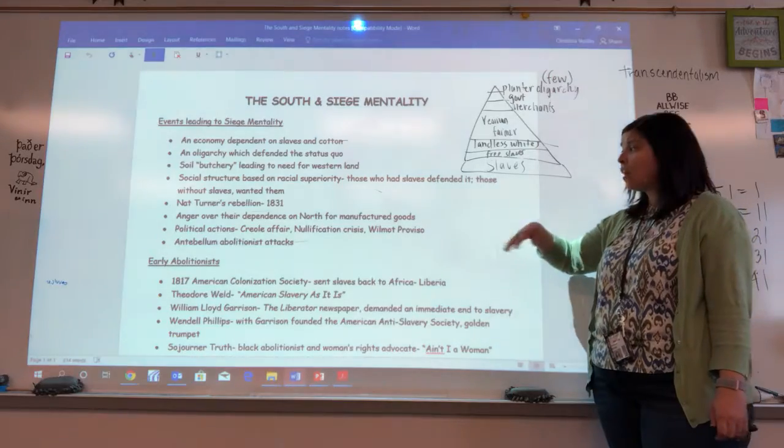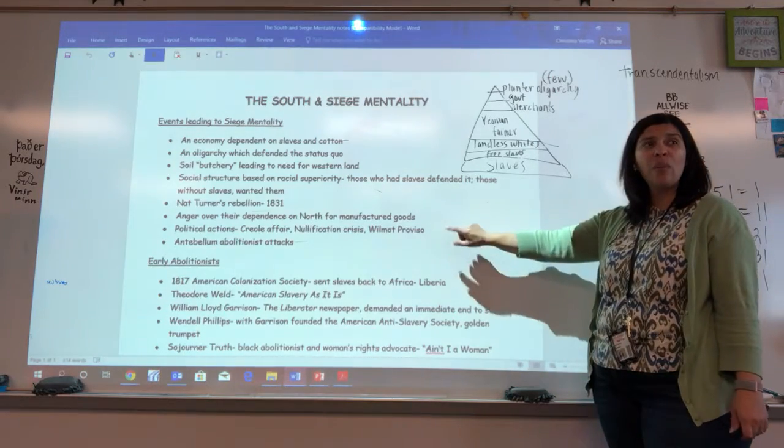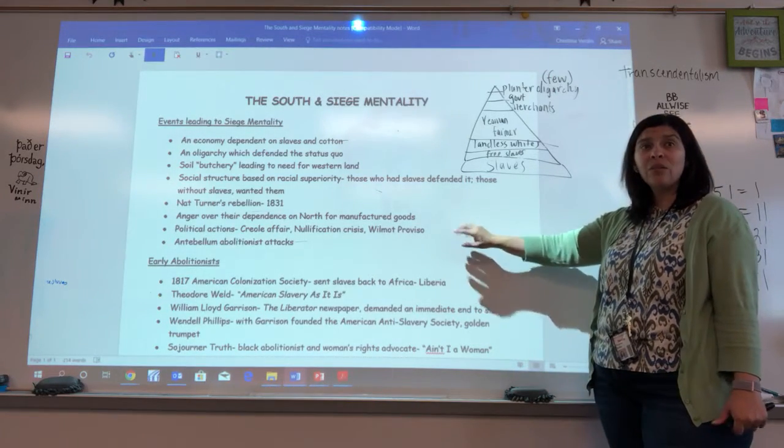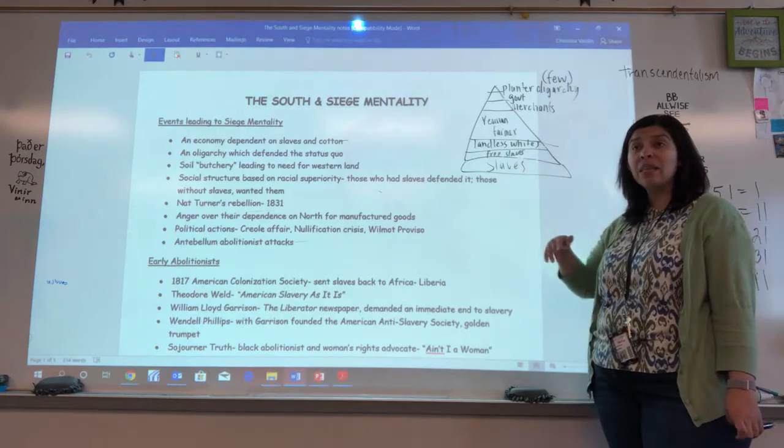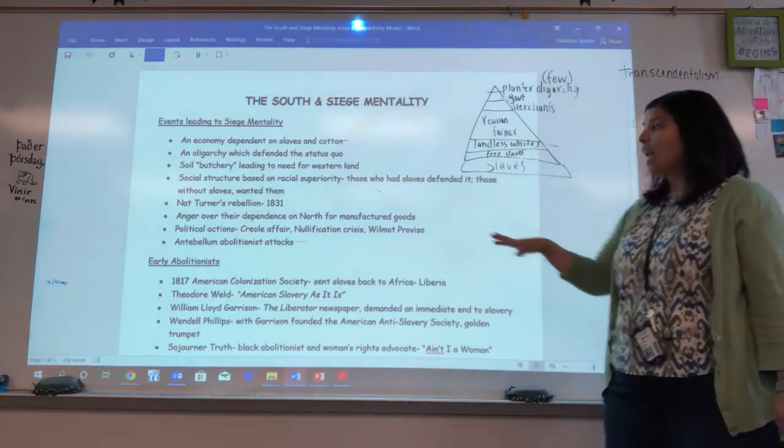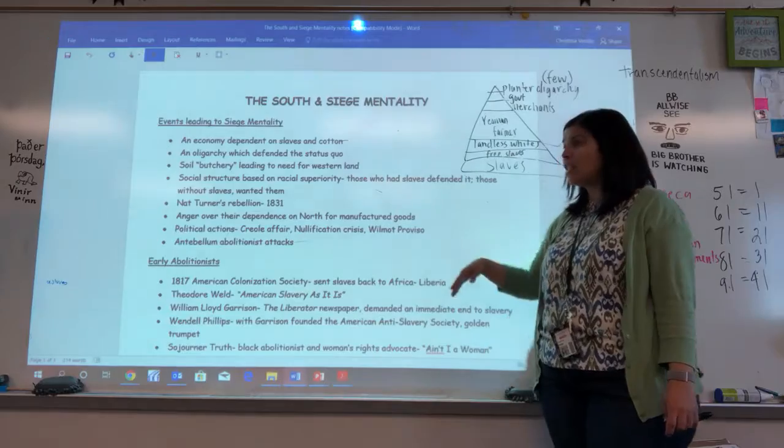The nullification crisis. We already talked about the Wilmot Proviso. What party did that? The Whigs. What was it preventing in the Mexican Cession? Slavery. And we see antebellum abolitionist attacks.